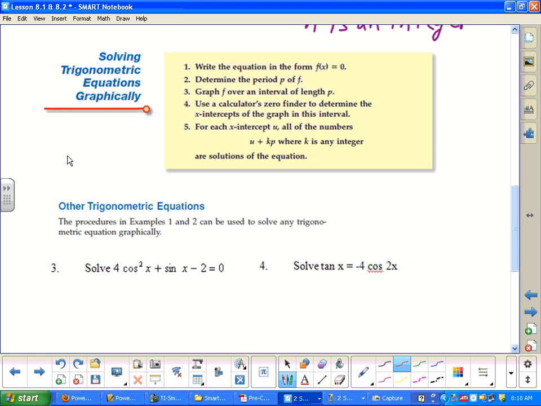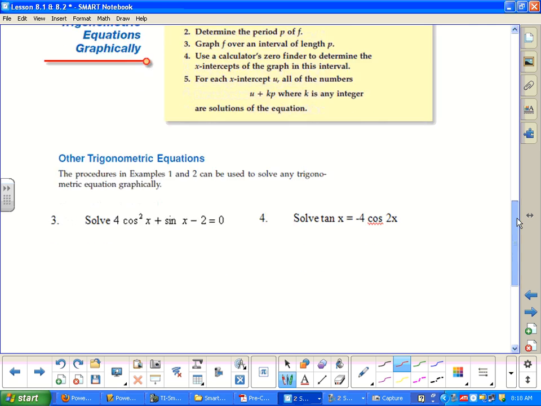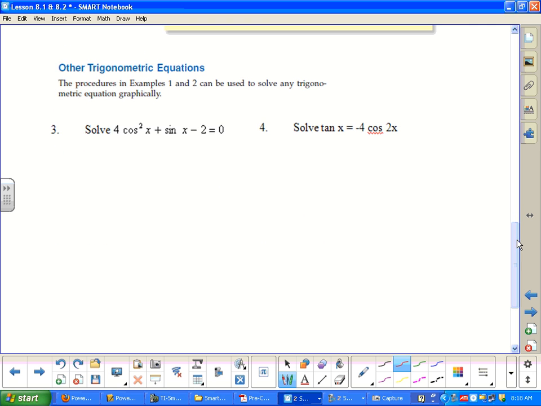Use your calculator zero finder, and for each x-intercept, all of the numbers you get are u plus kp. In other words, they're using k instead of n, so you can use either one. Where k is an integer, those are our solutions of the equation. All right, so let's look at number 3 here. This one's a little bit more difficult. You have to make sure that you type these into your calculator correctly when you have squares and cubes and those types of things.